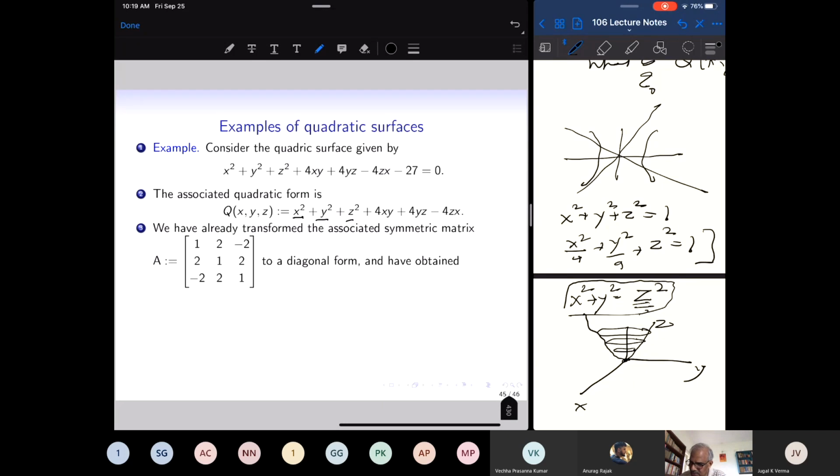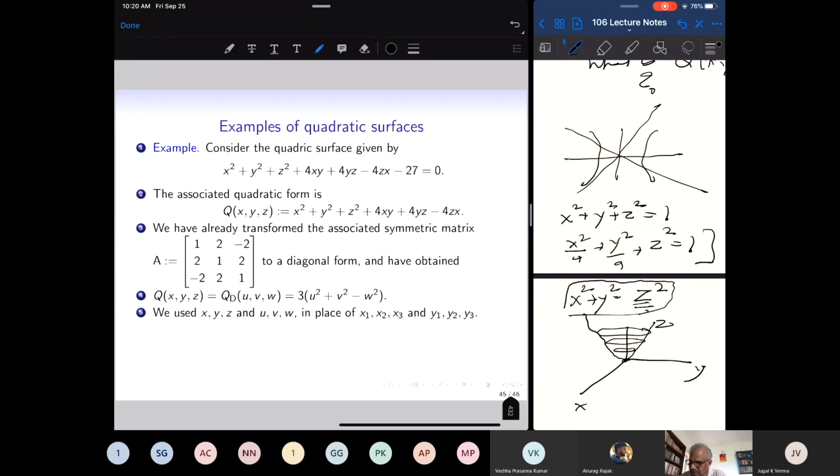Coefficients of x square, y square, z square are 1, so I get 1 on the diagonal. Then look at the coefficient of xy, that is 4. 4 is divided by 2, I get these 2. Coefficient of xz is minus 4. Divide by 2, I get minus 2, minus 2. Coefficient of yz is 4. Divide by 2, I get 2, 2. So this is the real symmetric matrix which is representing this quadratic form, and I can write down the eigenvalues and eigenvectors of this. They turn out to be 3, 3, minus 3, and that's the related quadratic form.